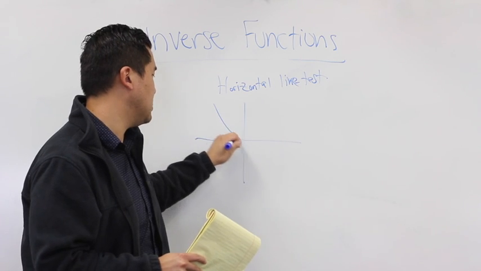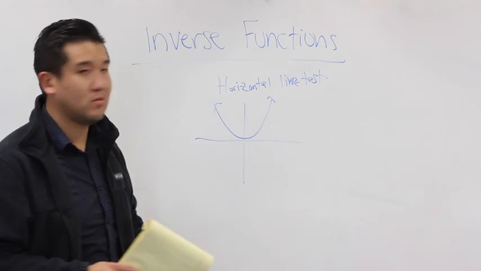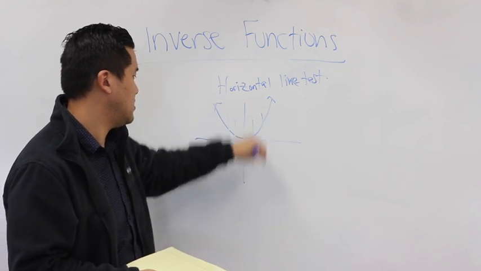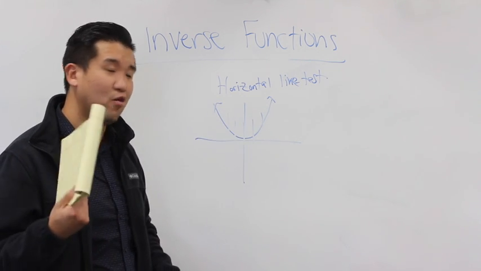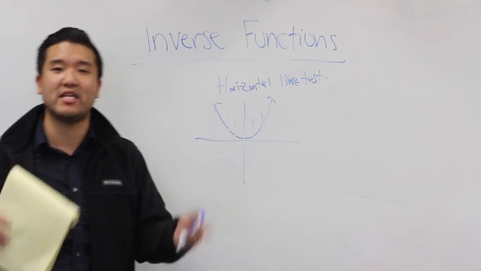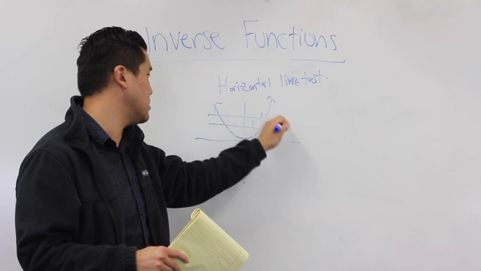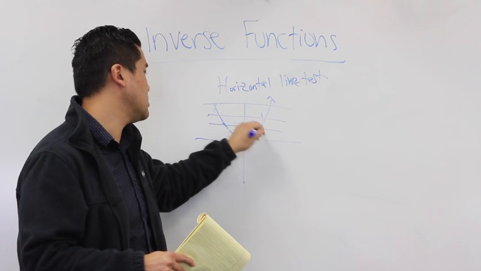Right? So if I have a parabola, is this a function? Yes, because it passes the vertical line test. So it is a function. However, is its inverse a function? Well, no, because when I do a horizontal line test, it fails the horizontal line test.